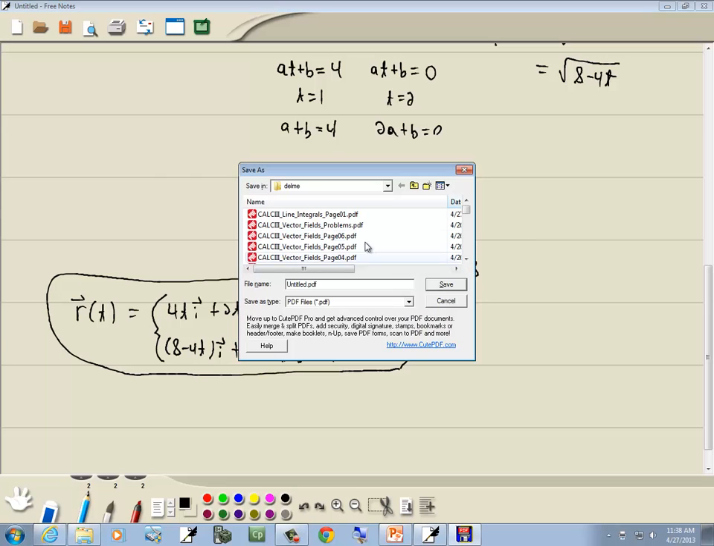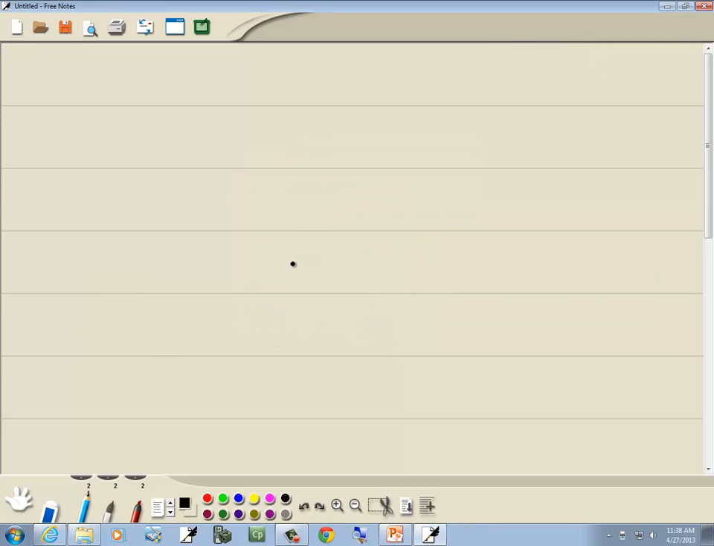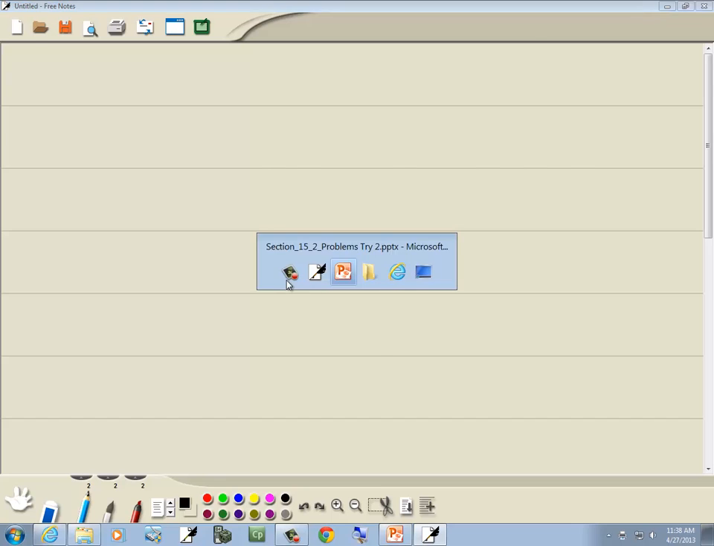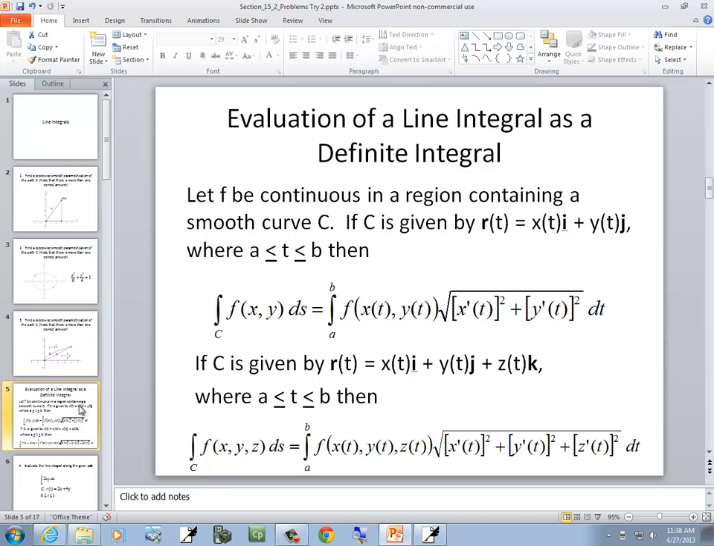Now the hard part on these is what you're just seeing right there. The rest of it is just basic integration. And I've tried to show some challenging problems here at first, so that we can focus more on the formulas and setup, and not so much on the smooth parameterization. Now this is how to evaluate a line integral as a definite integral.